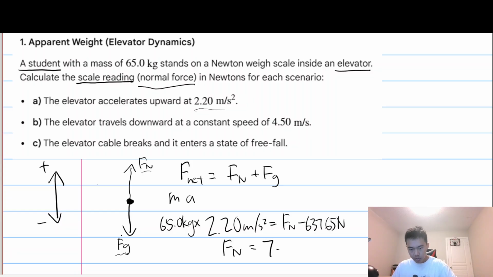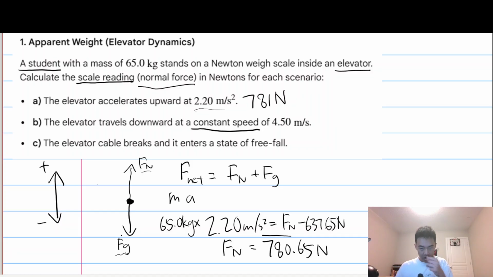giving us 780.65 newtons. Great. So that's our final answer, but we want to round. There are 3 sig digs, so that's 781 newtons. Now the elevator travels downward at a constant speed of 4.5 meters per second. Trick question. Whenever you see constant speed, the alarm bell should be ringing.